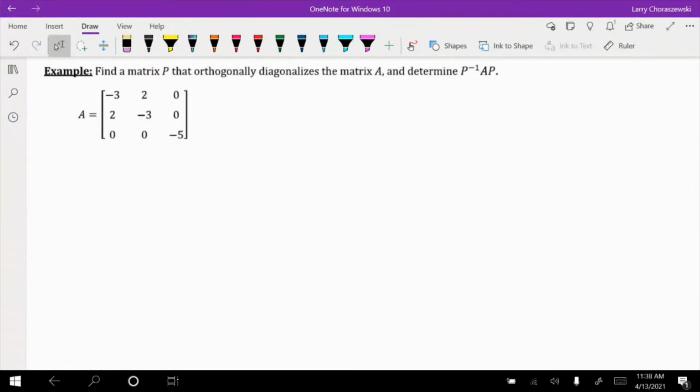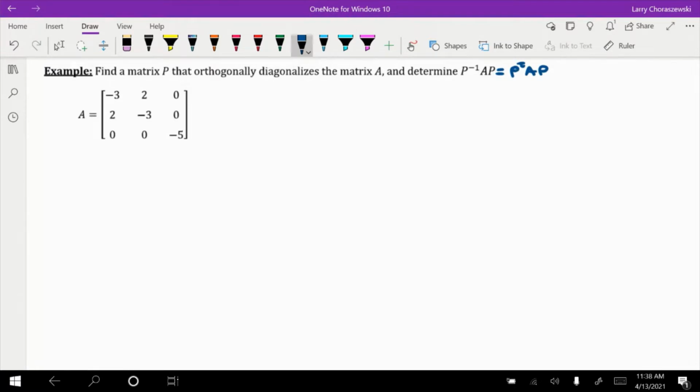All right. So in this one and only example for this section, which I'll take a poll and see if you want to do some more afterwards, we're going to find a matrix P that orthogonally diagonalizes the matrix A, and then we're going to need to determine P inverse AP, which life is a little bit easier on this regard because P inverse is the same as P transpose. So it's quite easy to calculate the inverse because P is going to be orthogonal, which means that the inverse is the same as the transpose.